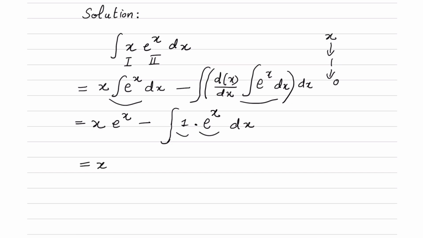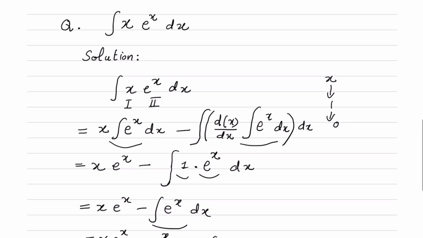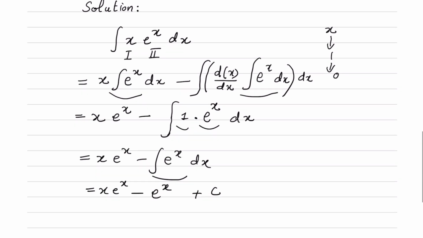So we have x e power x minus e power x dx. We know that integration of e power x is e power x, and we will add some constant. This is how we solve the integral x e power x dx using the formula integration by parts.